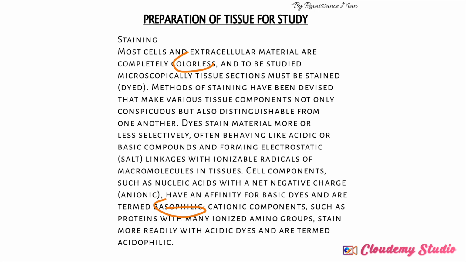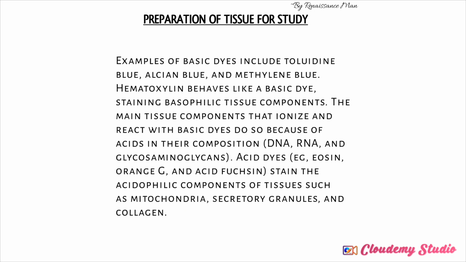The ones that have affinity for acidic dyes are called acidophilic. So we have basophilic and acidophilic tissues. Now we have different types of dyes that we can use in staining. Examples of basic dyes include toluidine blue, Alcian blue, methylene blue. Hematoxylin also behaves like a basic dye. They stain basophilic tissue as well.